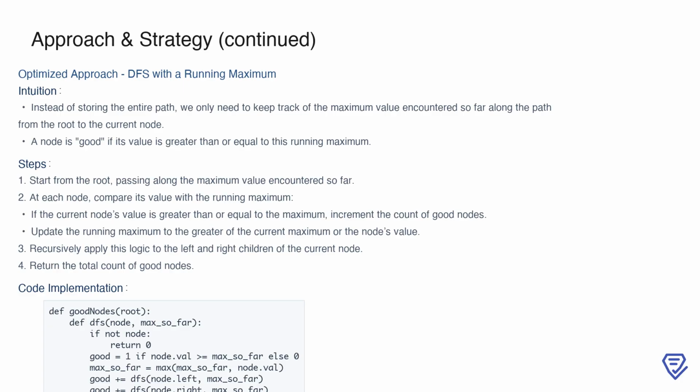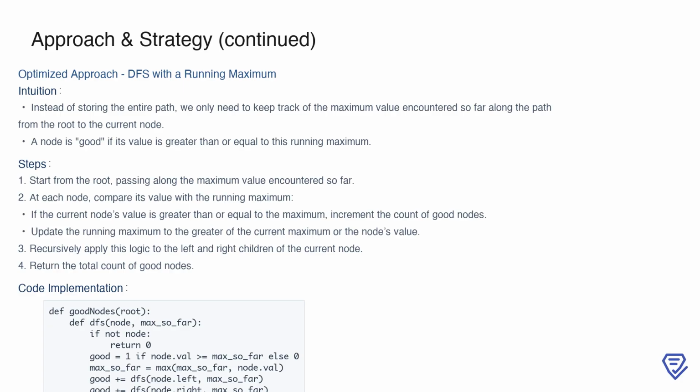Starting at the root, we compare each node's value to the running maximum, increment the count of good nodes if the condition is met, and then update the running maximum to the greater of the current maximum or the node's value. This process is repeated recursively for both the left and right children.